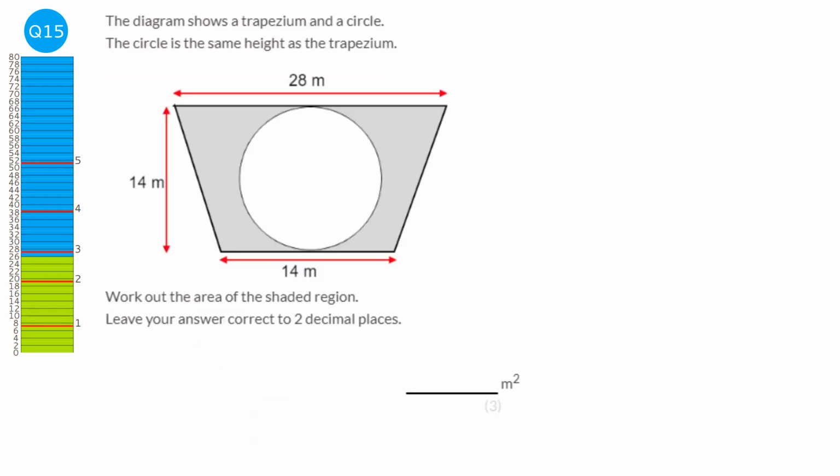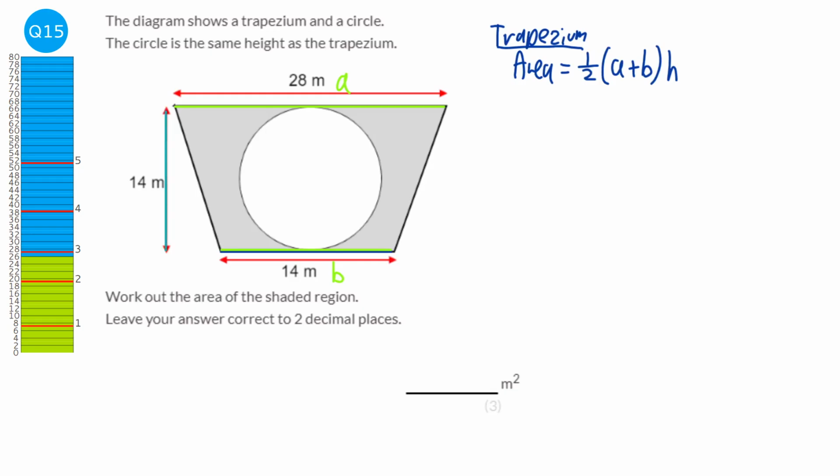So the first thing we're going to do is work out the area of the trapezium. And the formula for that is half brackets a plus b times h. Now a and b have to be the parallel sides. So here we've got the two parallel sides, here and here. So that is a and b. And then the h is the perpendicular distance between them.